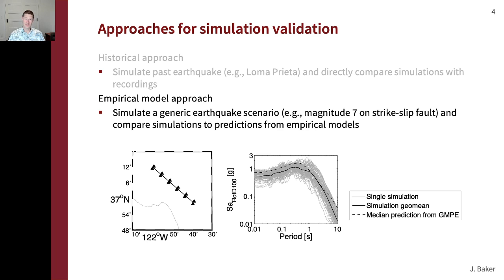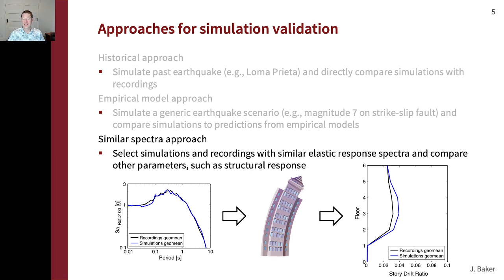Both of these really focus on applications of simulations for hazard analysis. They're focused primarily on the amplitudes of the ground motions that are getting produced by the simulations, and are those amplitudes realistic as compared to historical data or to empirical models, right? And if there's discrepancies, what might be the source of those discrepancies?